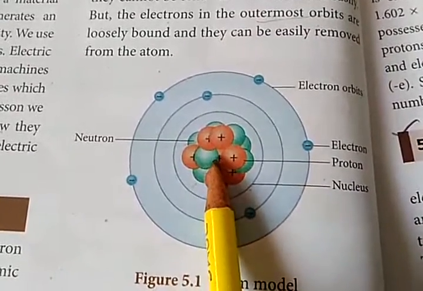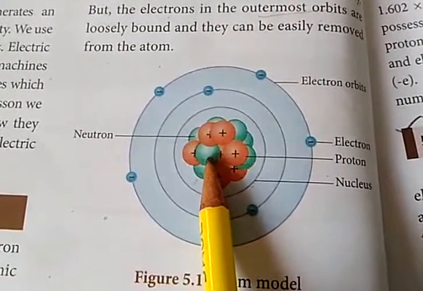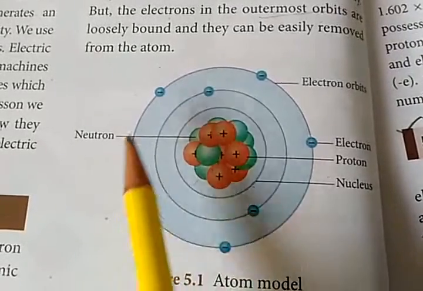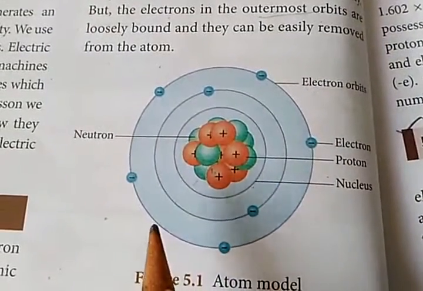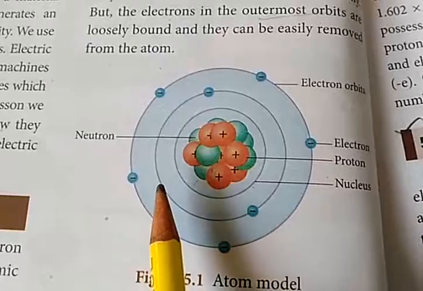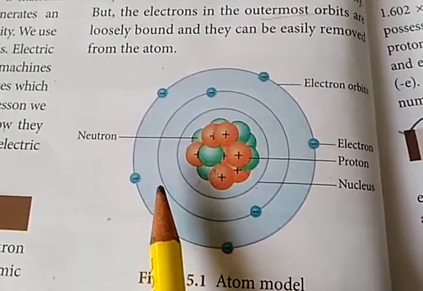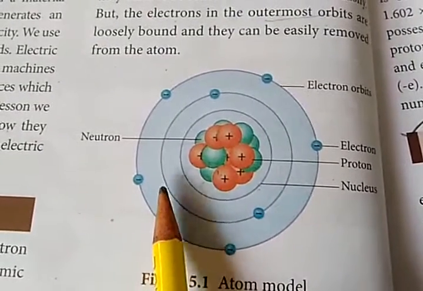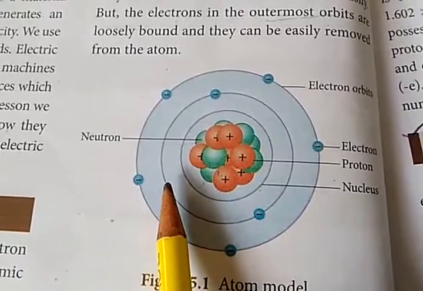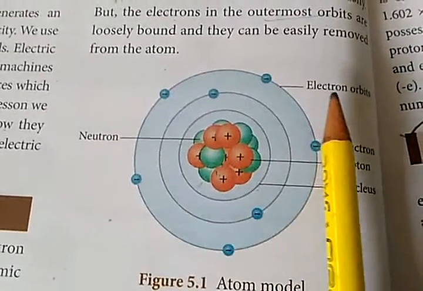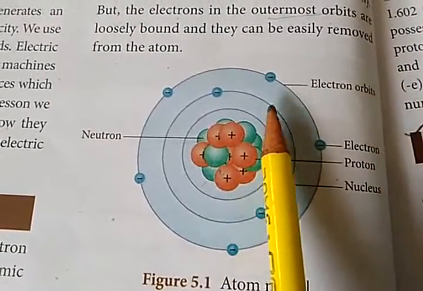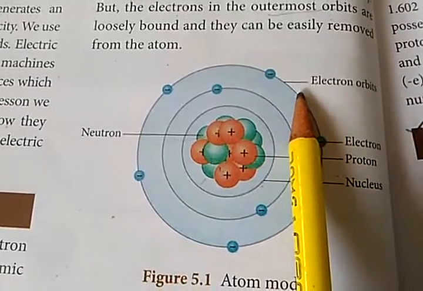Then what about electrons? Electrons revolve around the nucleus in different paths. This path is called an orbit, also called an electron orbit. This is the inner orbit, and this is the outermost orbit.